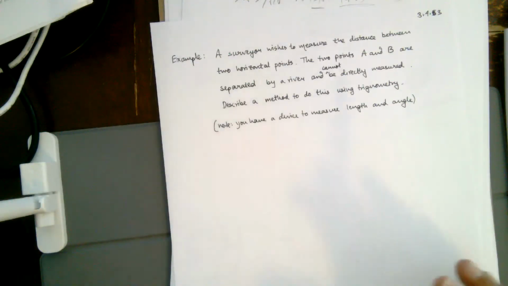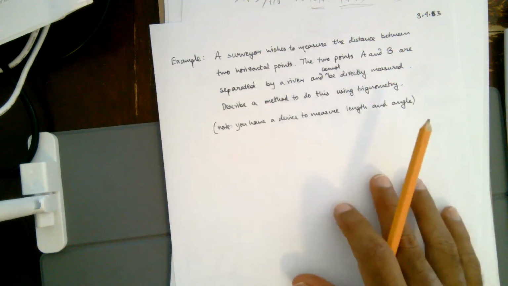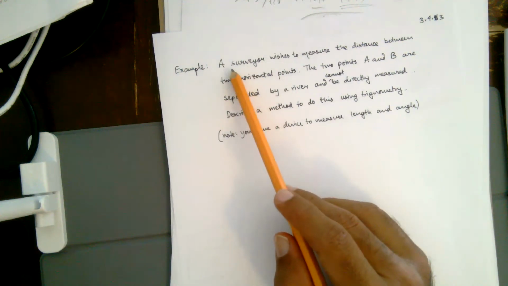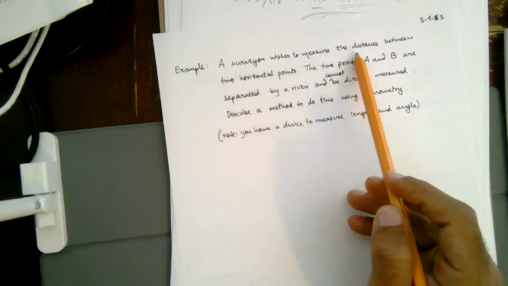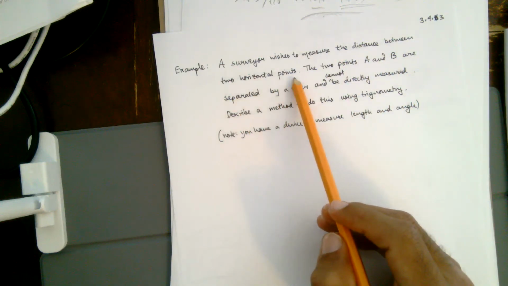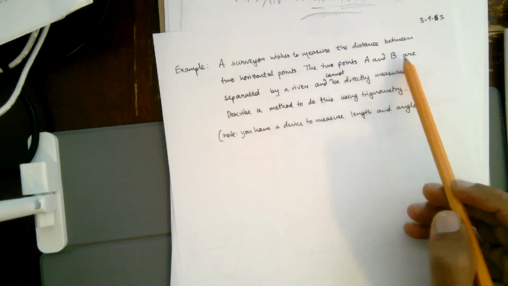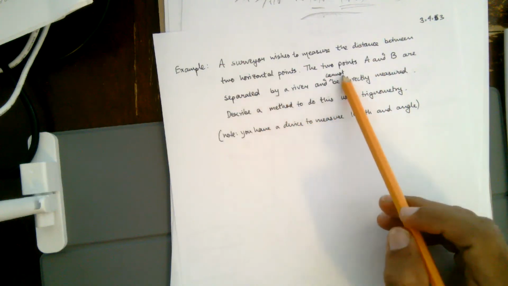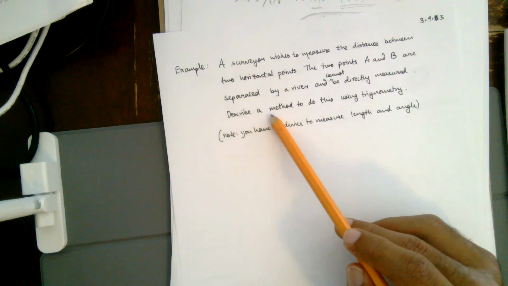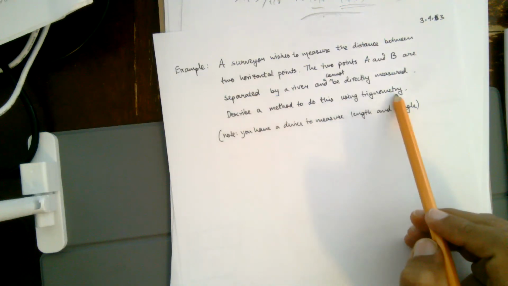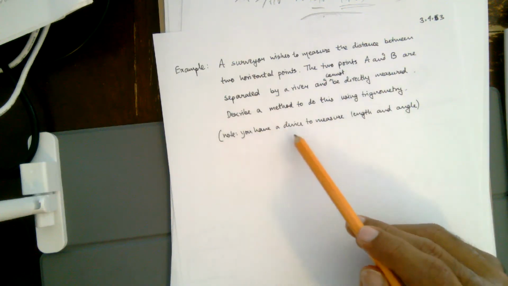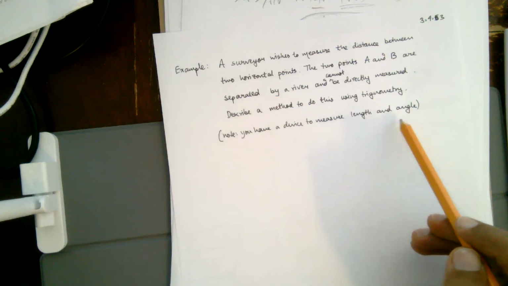Now this is an open-ended problem, in the sense that there are no numbers given. But it's asking you to use your knowledge to solve the problem. What does it say? A surveyor wishes to measure the distance between two horizontal points. The two points A and B are separated by a river and cannot be directly measured. Describe a method to do this using trigonometry. Note, you have a device to measure length and a device that can measure angles.